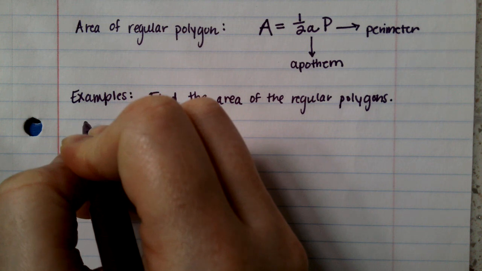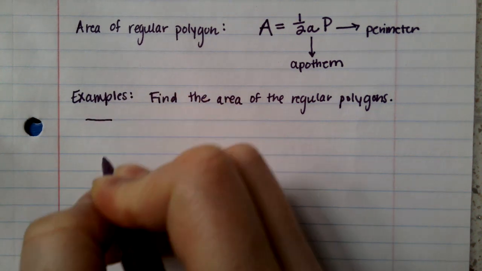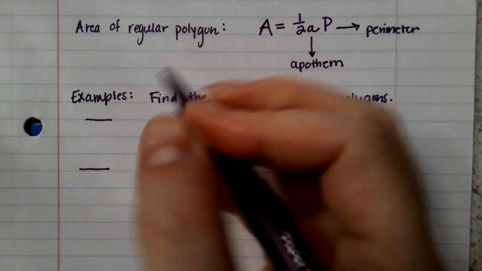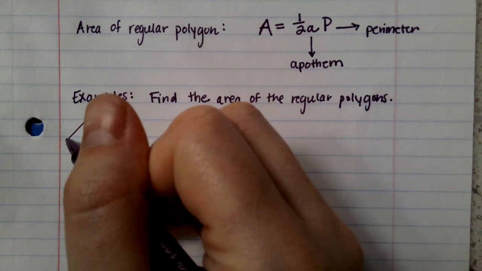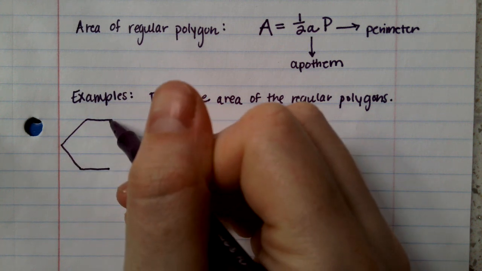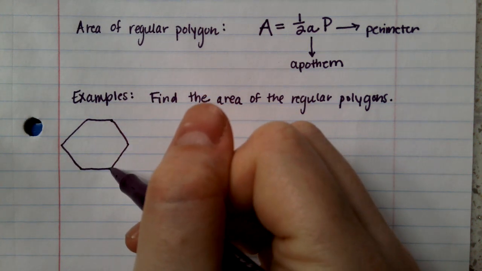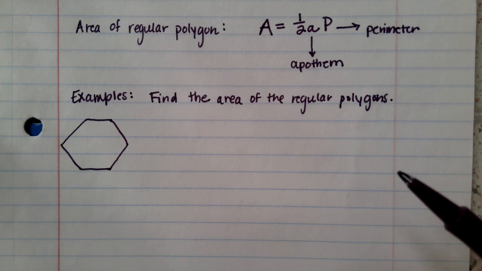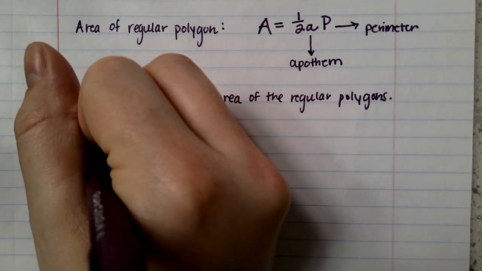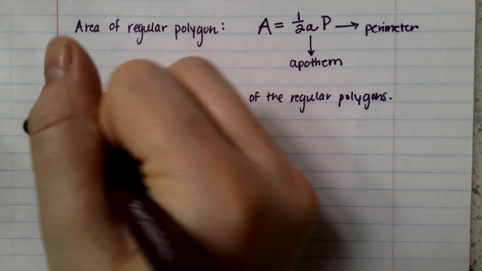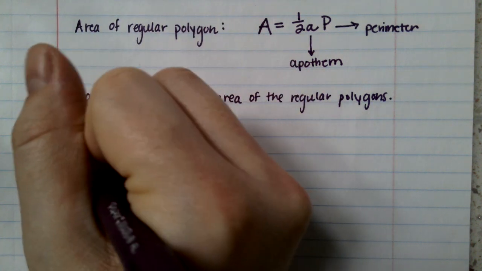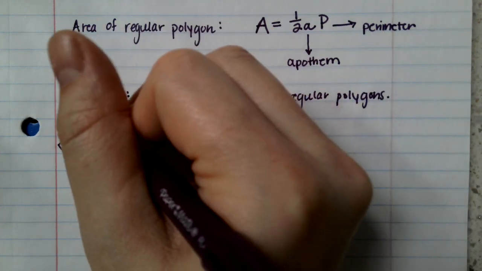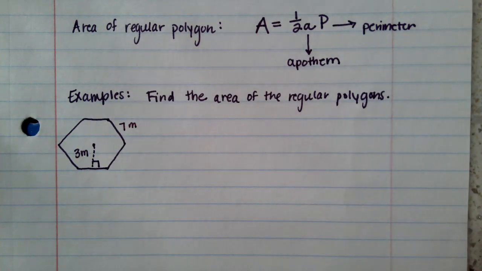So for this first example, we're going to have a hexagon, and just do your best to draw them. So hexagons, I always start with my top and my bottom, and then I go halfway. Halfway. That looks pretty good for a regular hexagon. And it tells me I have this length here at a right angle. This is 3 meters. And this side length is 7 meters.